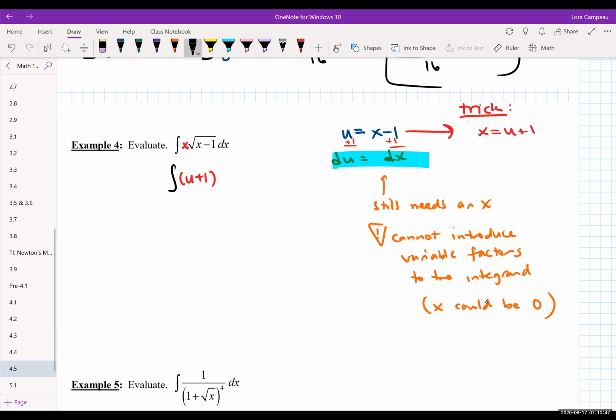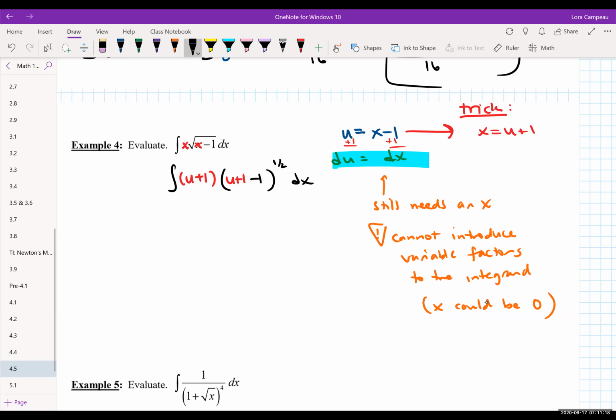Now, check this out. You're doing this everywhere, and I probably shouldn't have erased it, but I'll do this. I still like having the 1/2 power as the exponent, so I'm going to keep that in there. But now, what was x again? X was u plus 1. But what's already there is a minus 1. And we still have dx going on.